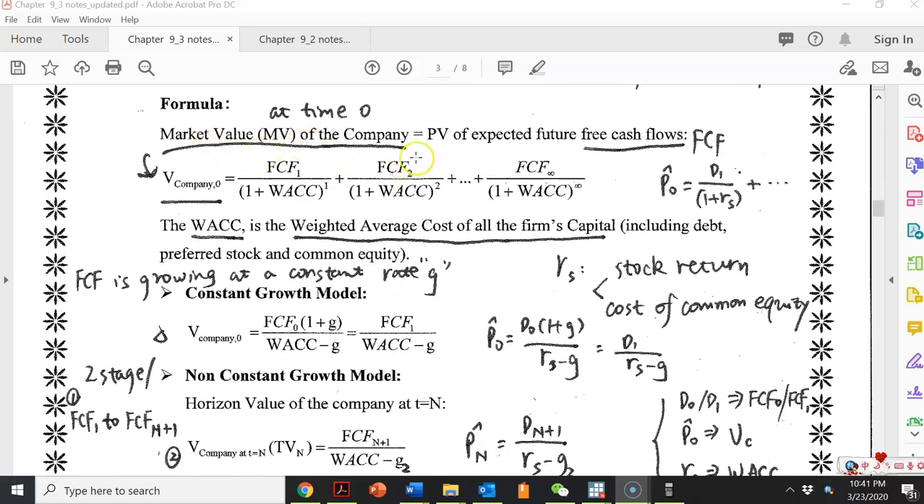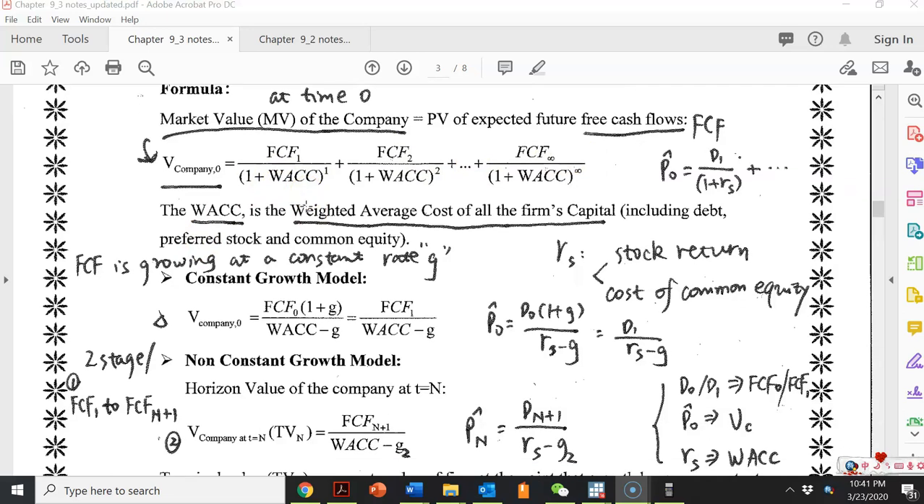Formula: the value of the firm equals the present value of all the expected future free cash flows. So we have V company 0, the value of the company today, equals all the free cash flows from free cash flow 1 to 2 to infinity, discounted by 1 plus WACC. When we were discounting dividends, we were using the stock return, the cost of equity, as the discount rate. Here we're using WACC because we're discounting free cash flow. WACC is the weighted average cost of all the firm's capital, including debt, preferred stock, and common equity. We're going to discuss more on it in chapter 10.